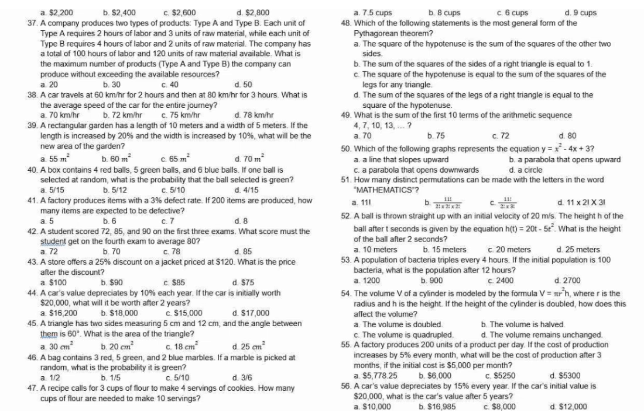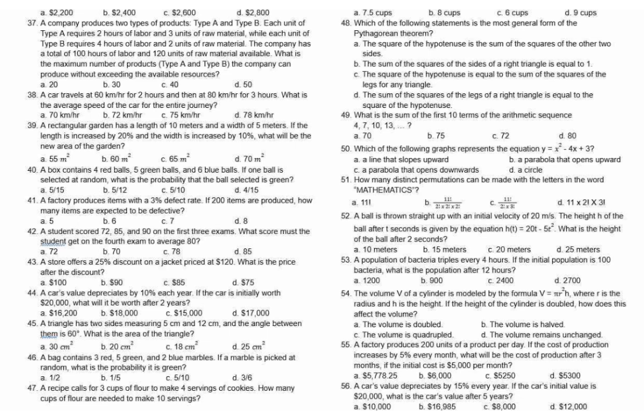So 55. A factory produces 200 units of product per day. If the cost of production increased by 5% every month, what will be the cost of production after 3 months, if the initial cost is $5,000 per month? So the answer is letter A, $5,778.25.